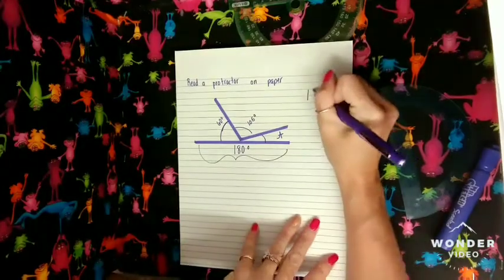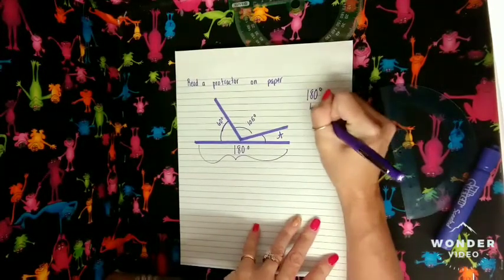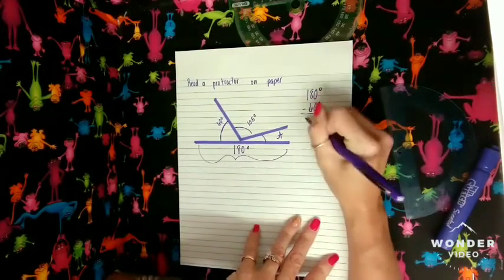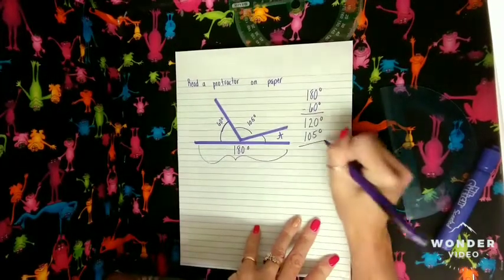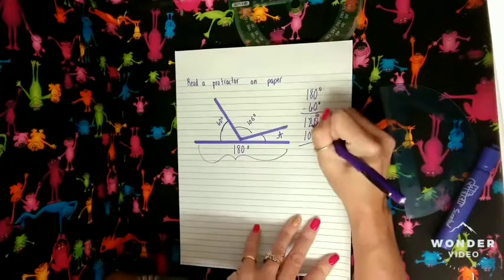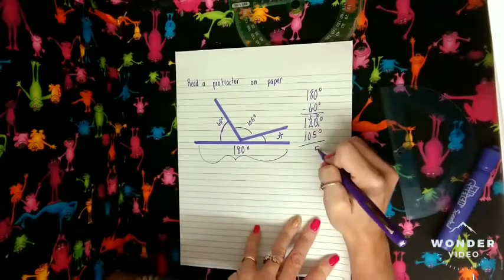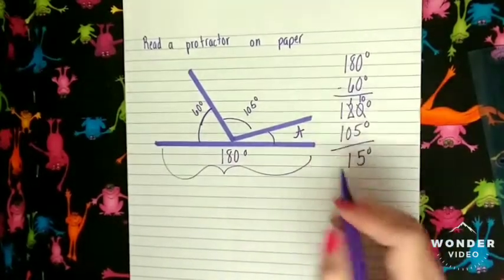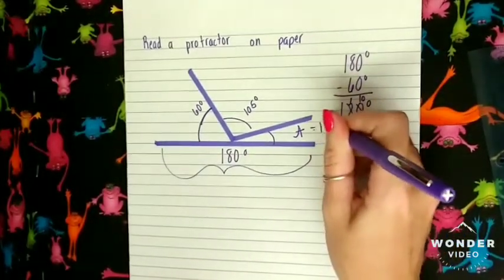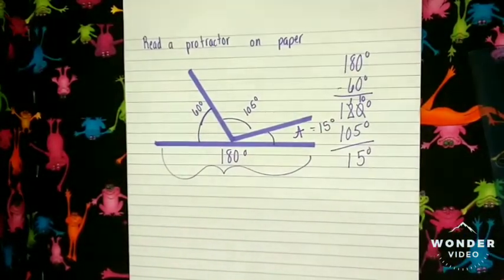So I would take 180 degrees minus 60 degrees, and I'm going to do it in sets. That gives me 120 degrees, minus 105 degrees. Can't do that, have to regroup. 10 minus 5 is 5, 1 minus 0 is 1. So angle A is equal to 15 degrees. They have to be able to solve for that.